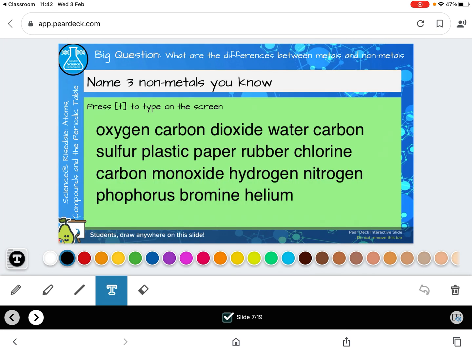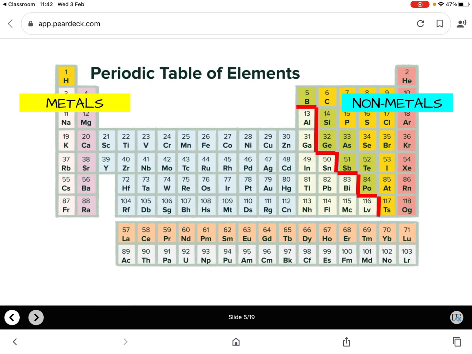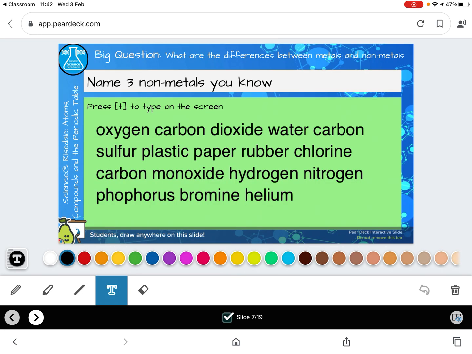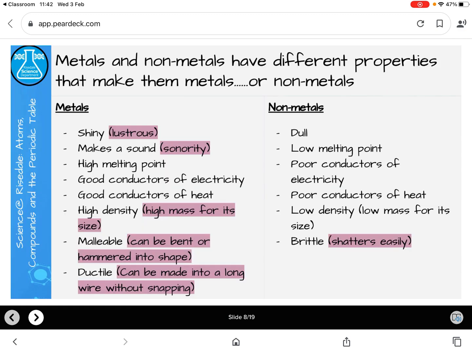And name 3 non-metals. So you came up with lots and lots of things. Now, ideally, we would link them to this section on the periodic table because we are talking about atoms and elements, but you still had some good examples. So oxygen, yes. Carbon dioxide, water, carbon on its own. Sulfur, plastic, paper, rubber, chlorine, carbon monoxide, hydrogen, nitrogen, phosphorus, bromine, helium. All fantastic examples that you came up with.